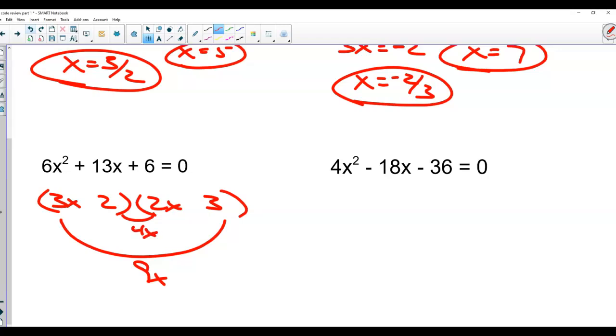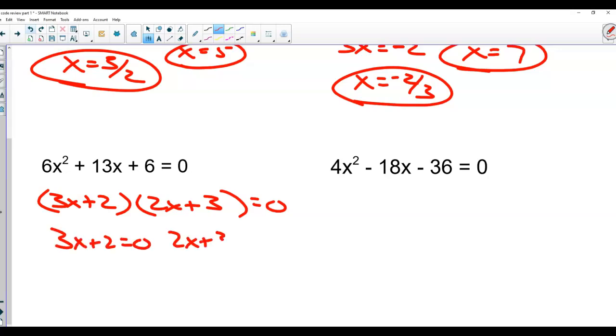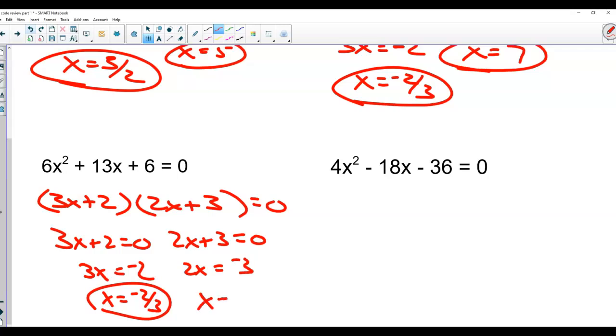9x, 4x. That combines to be 13. And now I'm going to set them both equal to 0. 3x plus 2 equals 0. 2x plus 3 equals 0. Oops, I'm sorry. Don't be careless here. 3x equals a negative 2. x equals negative 2/3. 2x equals a negative 3. x equals negative 3/2.